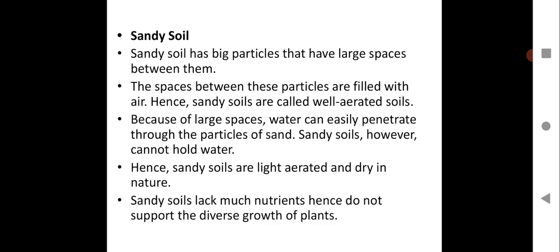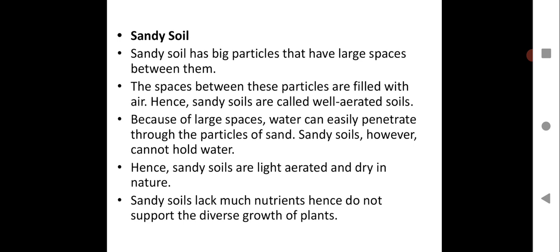So now let us see in detail about different types of soil. First of all, we will see sandy soil. What is sandy soil? Sandy soil has big particles that have large spaces between them. So when you have big particles, definitely the space between the particles will be more. The spaces between these particles are filled with air. Hence sandy soils are well-aerated soils. And because of the large spaces, water can easily penetrate through the particles of sand, and sandy soil, however, cannot hold water. Water will just pass through because the particle sizes are bigger, and therefore the size of the pores will be bigger. That's why it cannot hold water.